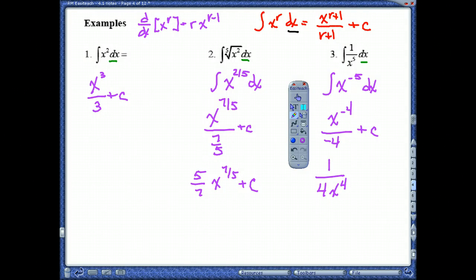I'm going to keep my negative on the top. I don't like it on the bottom. It creeps me out. I don't know why it creeps me out. It just does. So we've got our power rule for integration, just like we had a power rule for differentiation.